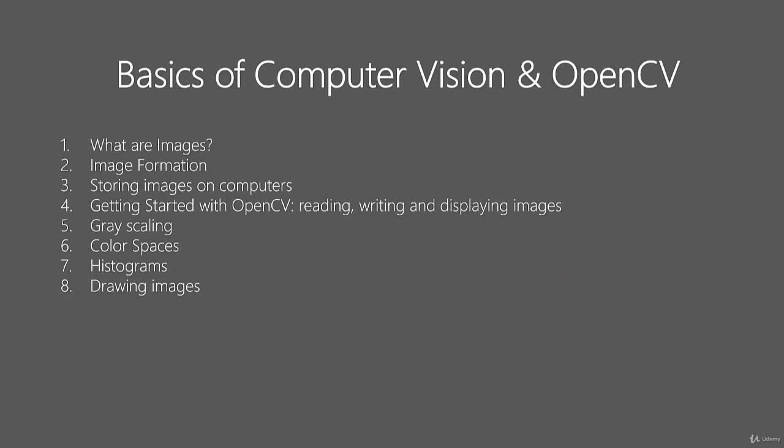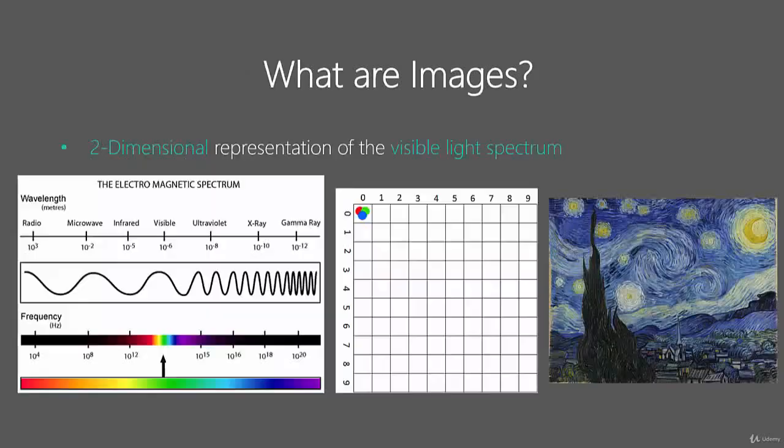So firstly, we're going to take a look at what exactly are images and how are they formed. After that, we're going to look at how images are stored on computers. And then after we complete that, we're actually going to get started into OpenCV and do some basic operations such as reading, writing, and displaying images, then performing grayscale operations, then taking a look at the different color spaces that we have available, and also representing images in histogram form and how you interpret that. And lastly, we're going to use OpenCV to draw some basic shapes and put text on images.